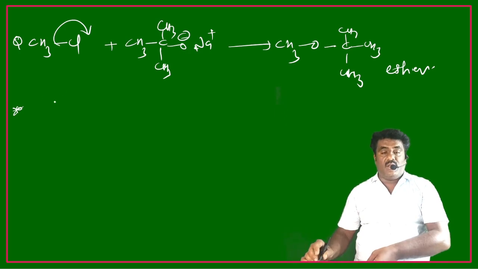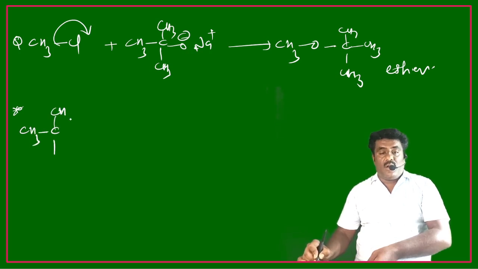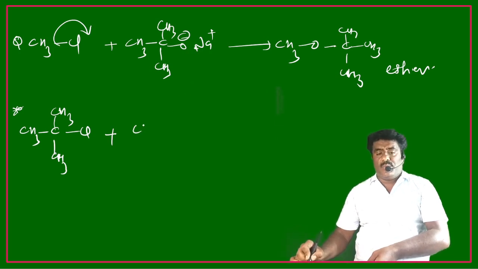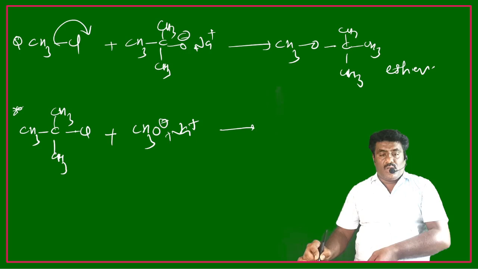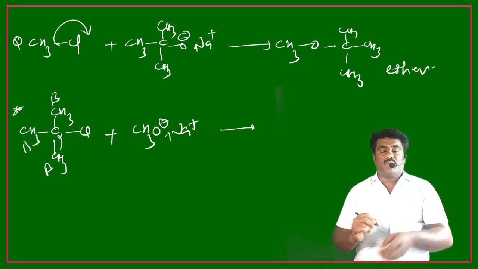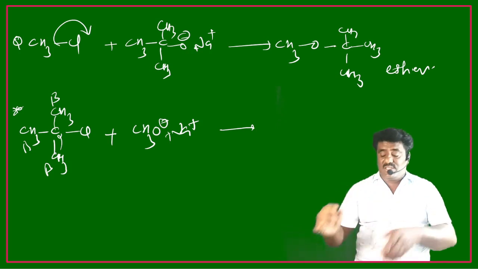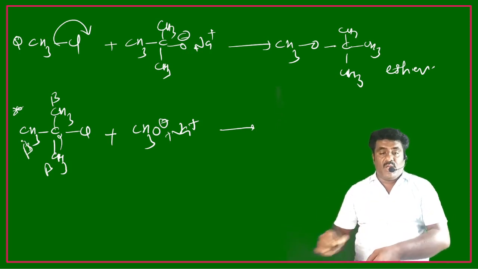I am taking an example: tertiary butyl chloride in presence of methoxide alkoxide. What happened in this case? The leaving group chlorine is on the alpha position, and these are beta positions. How many betas? Three betas, with the same beta environment.